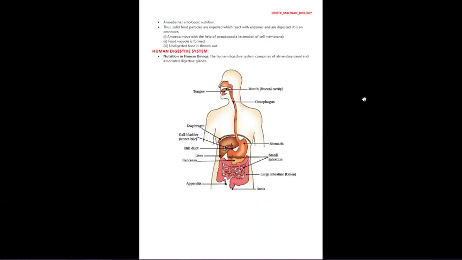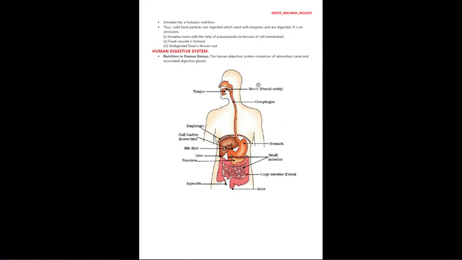Humans perform the holozoic nutrition, and the nutrition in human beings comprises the alimentary canal and associated digestive glands. So this alimentary canal is formed with the help of different organs which are linked with each other, and there are two main accessory digestive glands, that is liver and the pancreas, which secrete their secretions and are responsible for carrying out the digestion. So this is the figure which is explaining the human digestive system. These are the several parts, the organs which are involved in the digestive system, or we can say the alimentary canal.